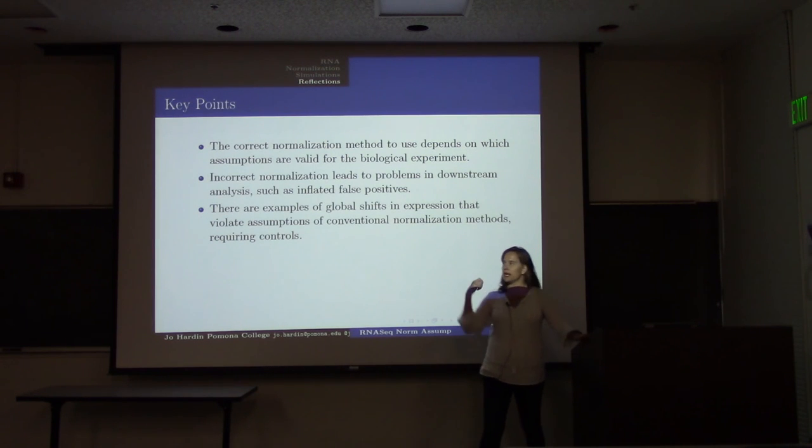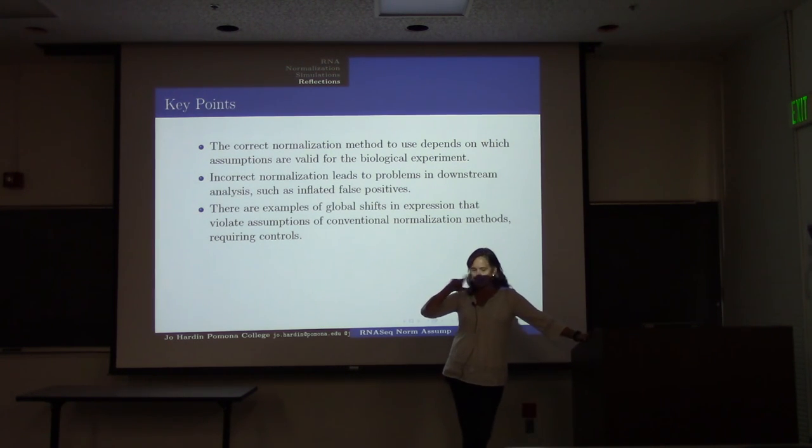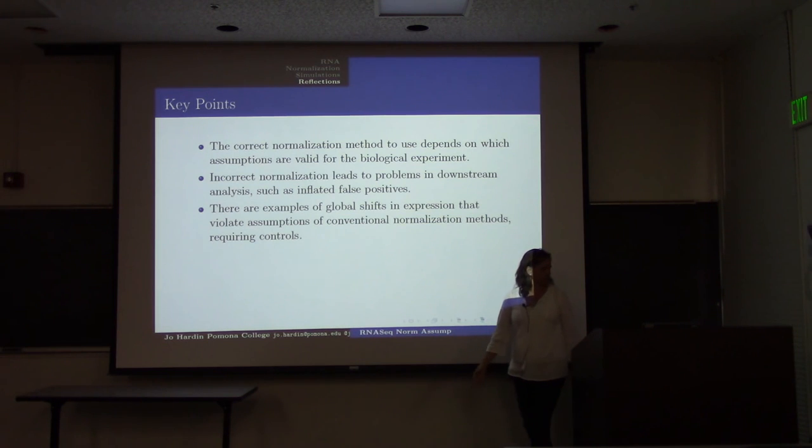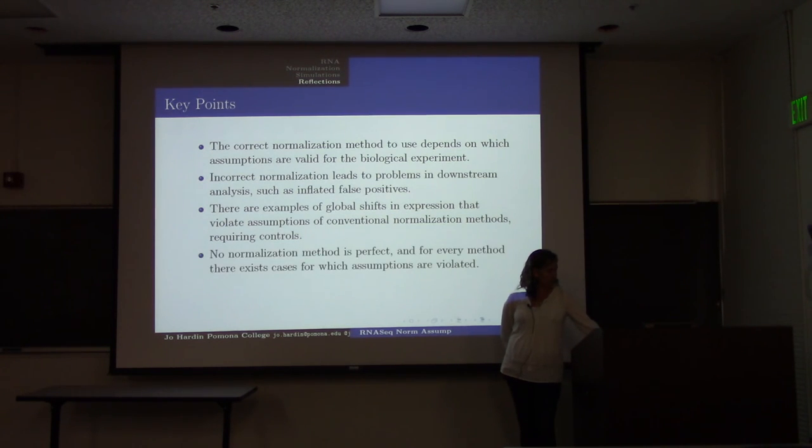Another example that I didn't talk about today has to do with c-Myc, which as a transcription factor has a way of upregulating everything or downregulating everything. Those RNA-seq data sets have had to be thought through carefully about how to use them. And none of these normalization methods are perfect. They all have their own shortcomings and we have to think carefully about them.